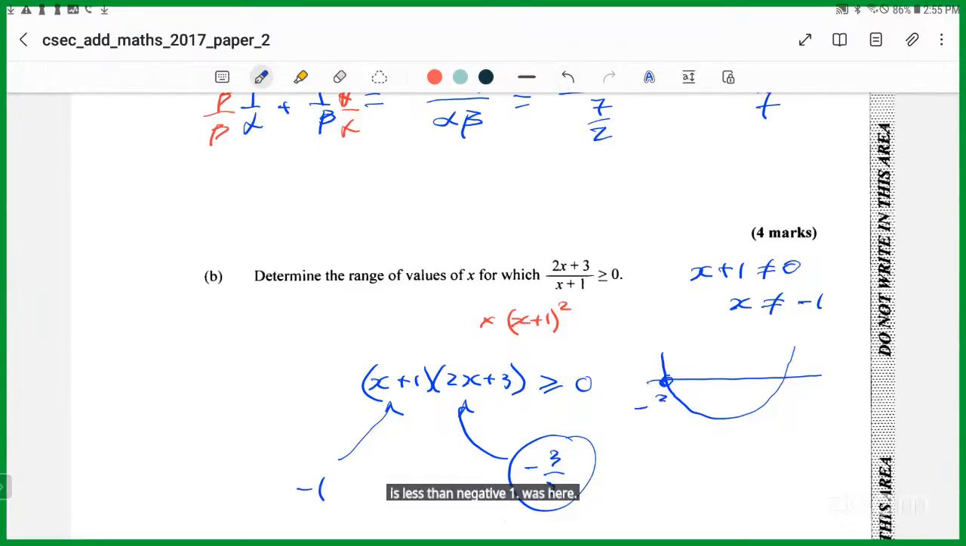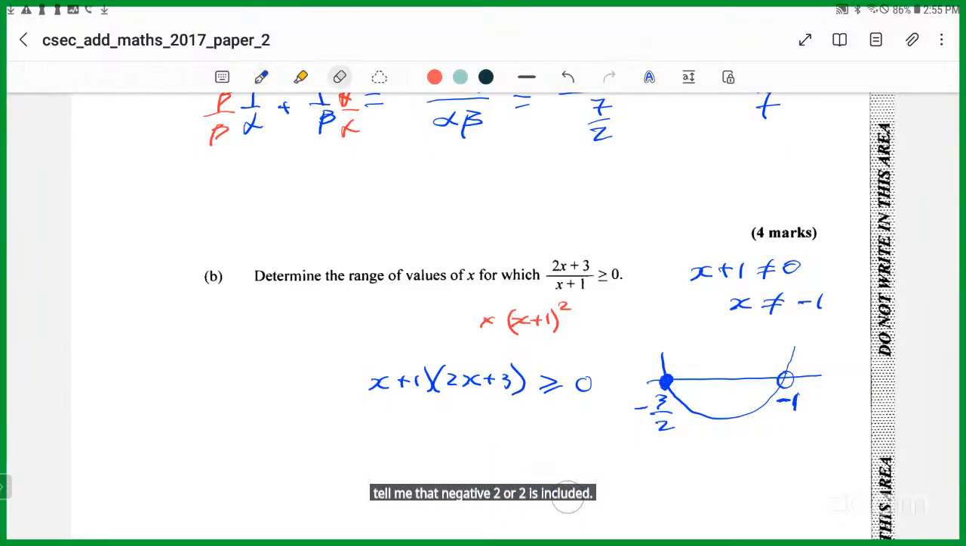Negative 3 over 2. I'm going to put in negative 1 here. But notice I'm going to leave the circle at negative 1 unshaded. Why is it unshaded? Because x cannot equal negative 1. The x can be negative 3 over 2, so I'm shading the circle at negative 3 over 2 to tell me that negative 3 over 2 is included.